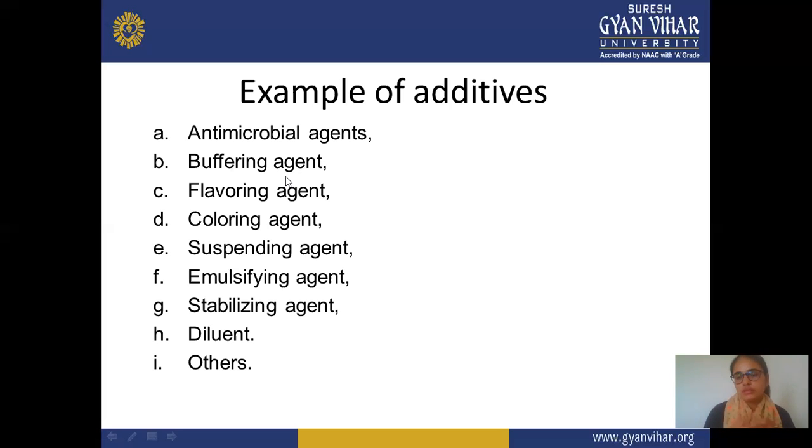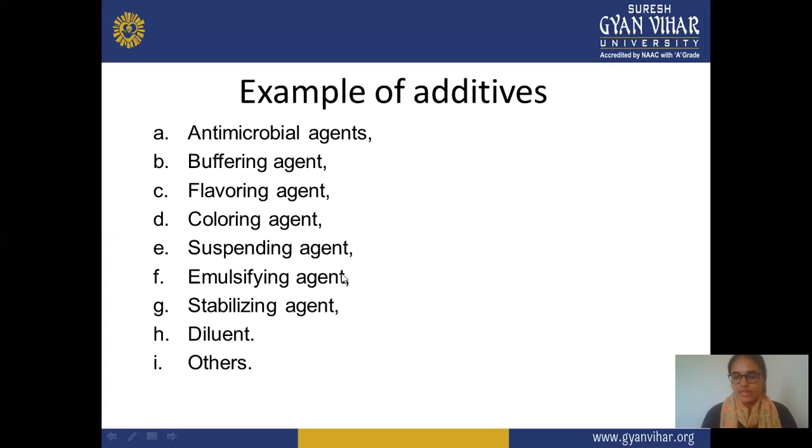In the case of syrup, a suspending agent is not necessarily present, but we can say that the suspending agent plays an important role in suspension. Without the suspending agents, suspension is not formed. And there are different examples or different excipients available for suspending agents.